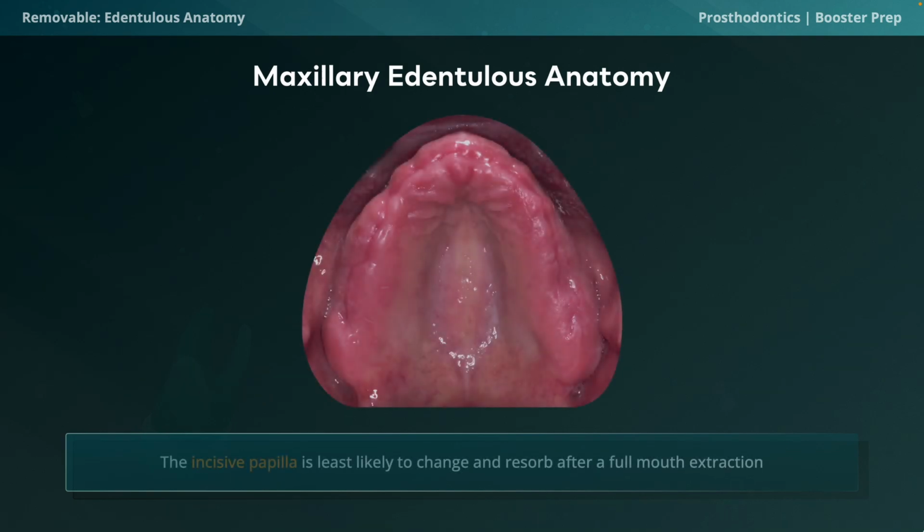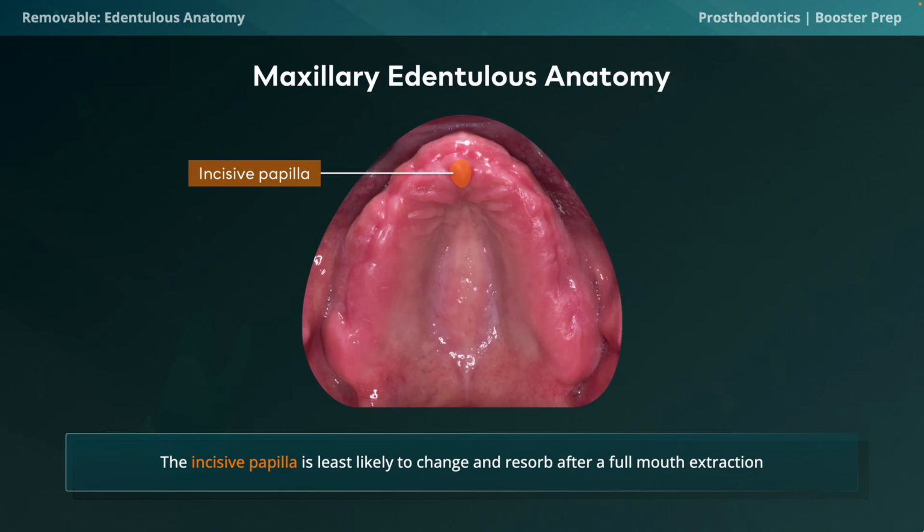Okay, another point to remember is that the incisive papilla is the anatomical structure that is least likely to change and resorb after full mouth extraction. And this makes sense because the incisive papilla isn't a bone-supported region. It contains nerves, arteries, and veins, so it's resistant to resorption.